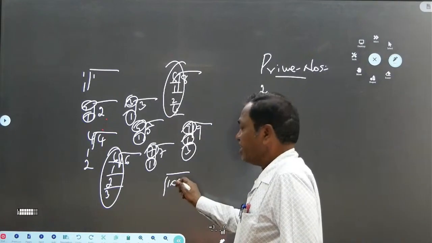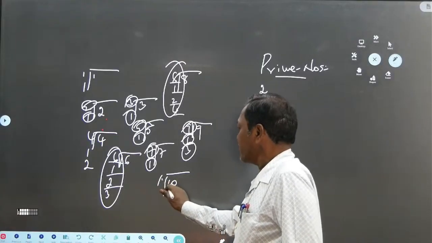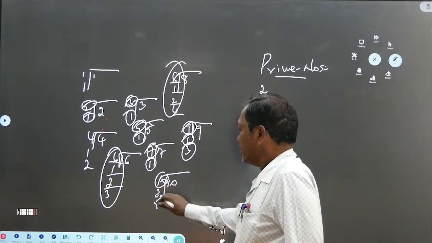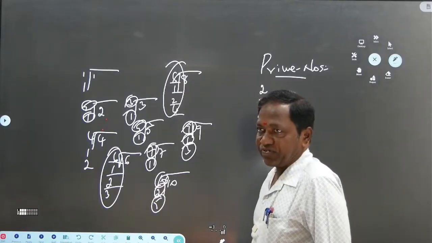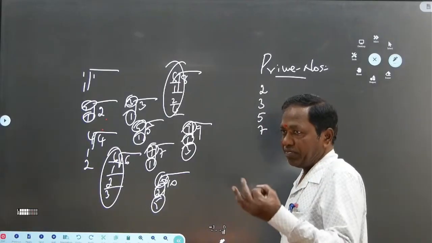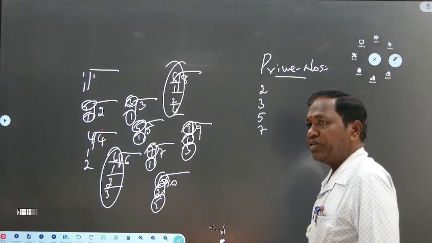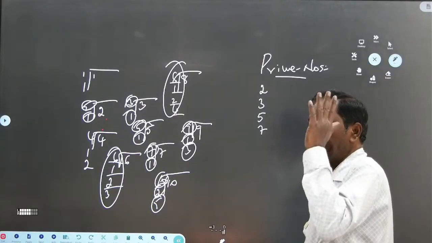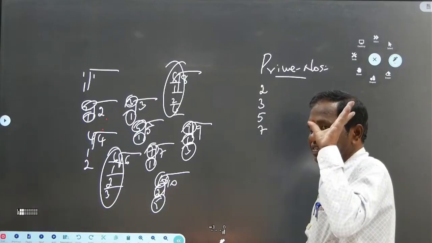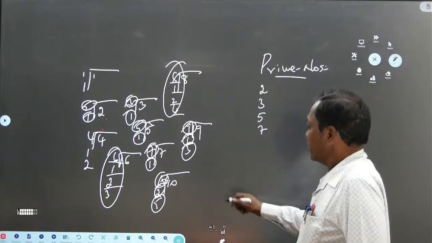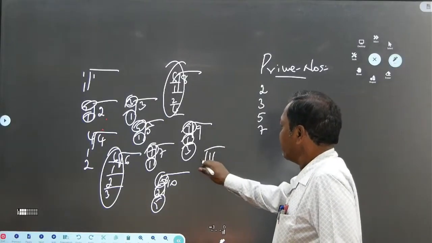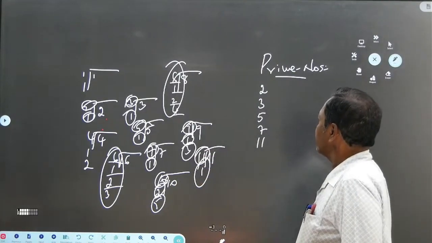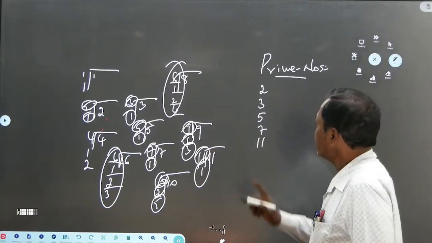10, any even number we need not check also. Any even number is not a prime number, first of all. Prime numbers generally are odd numbers. Except 2, every prime number is an odd number. Mentally we have to finish it up. So 11 can be divisible by itself and 1. There are 2 factors. So 11 is a prime number.